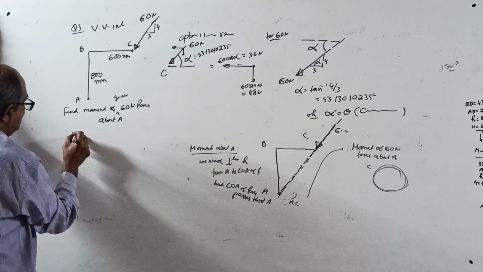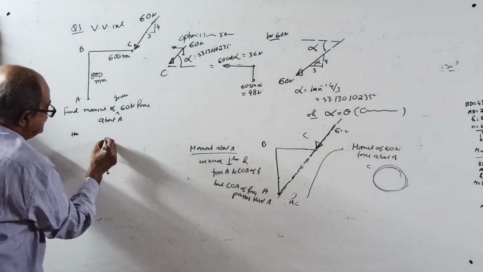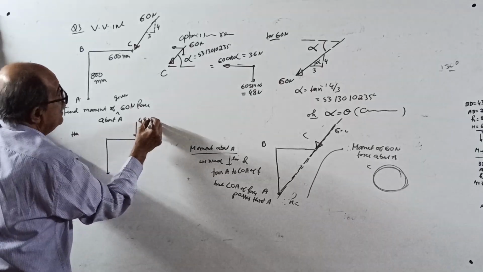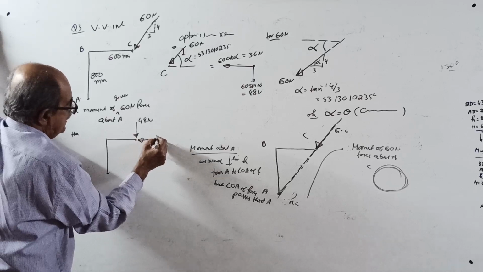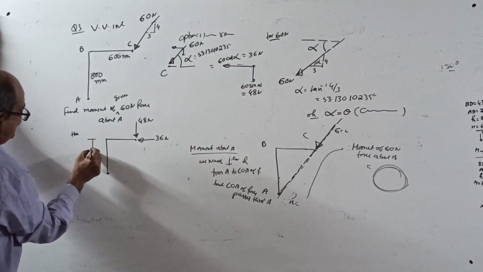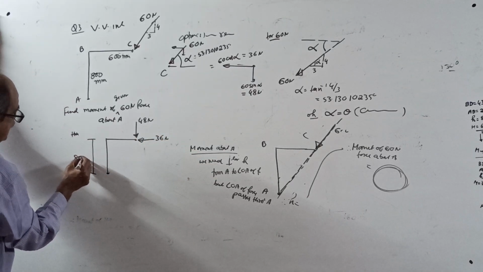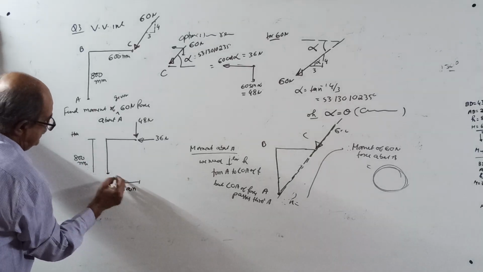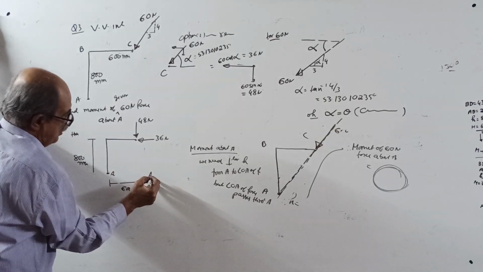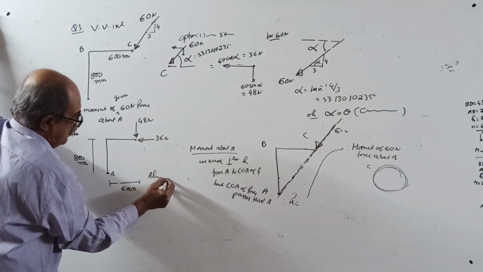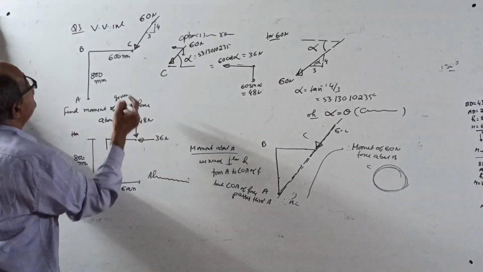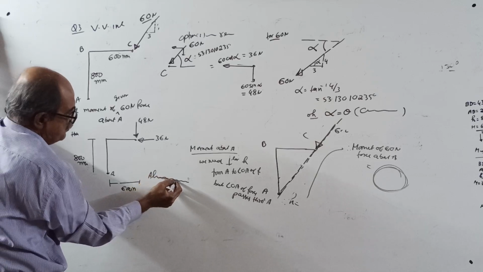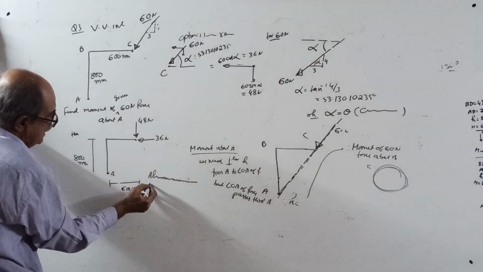Then replace by components: vertical component of 48 Newton, horizontal component of 36 Newton. This height is 800 millimeter and this base length is 600 millimeter. The moment of the given 60 Newton force about A equals the algebraic sum of the moments of the components about A.